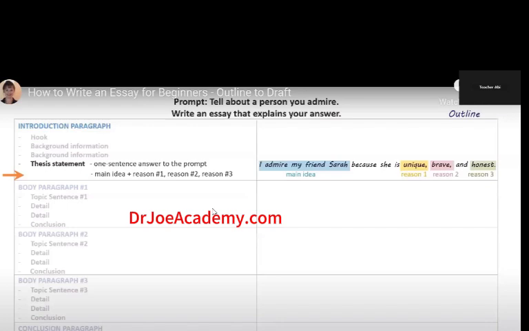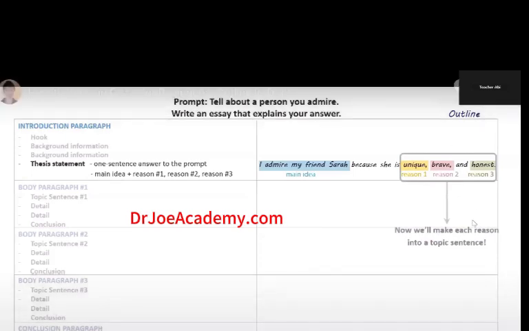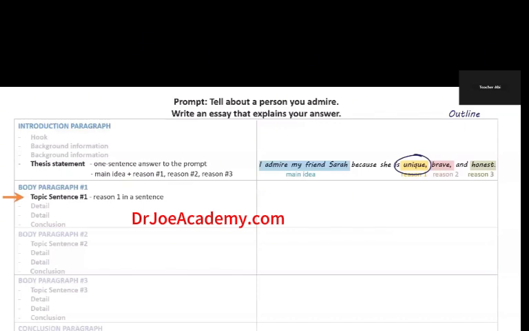Now, I'll discuss each of the 3 reasons in the essay body paragraphs. To do this, we make each reason into a topic sentence. Let's start with reason 1 and body paragraph 1. Reason 1 why I admire Sarah is because she's unique. Let's turn that reason into a topic sentence for body paragraph 1. Sarah is a unique individual.